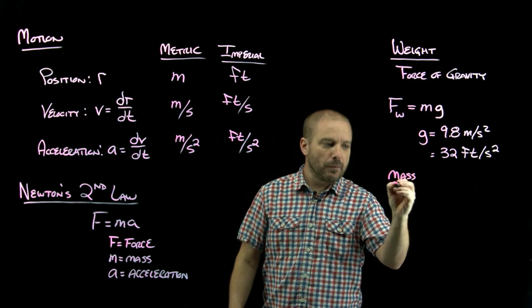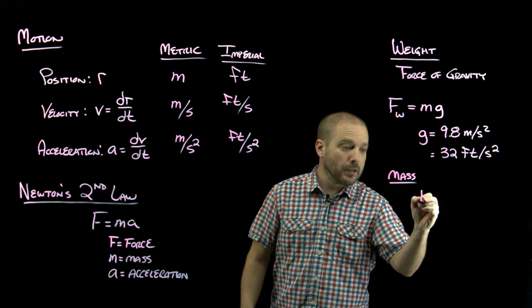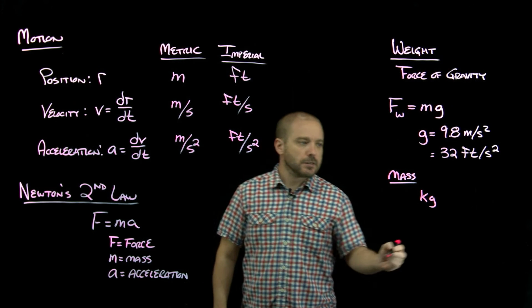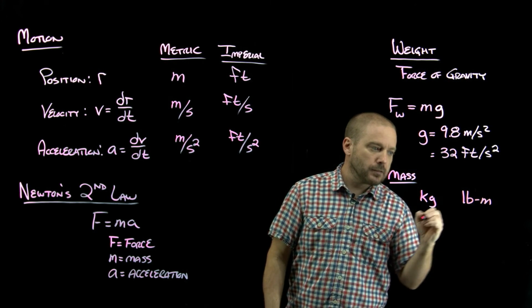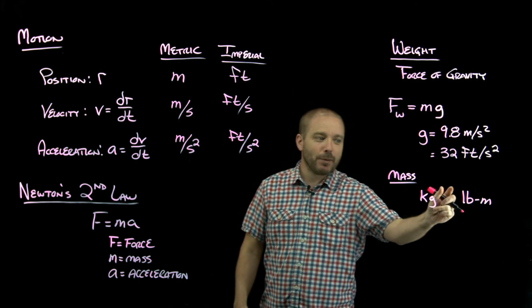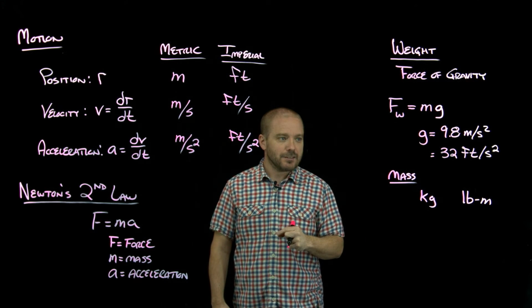We'll typically measure mass in the metric system as a kilogram, or kg. And in the imperial system, it'll be a pound of mass. And this can be a little bit confusing because we also have a pound of force in the imperial system, and I'll clarify that in just a second.